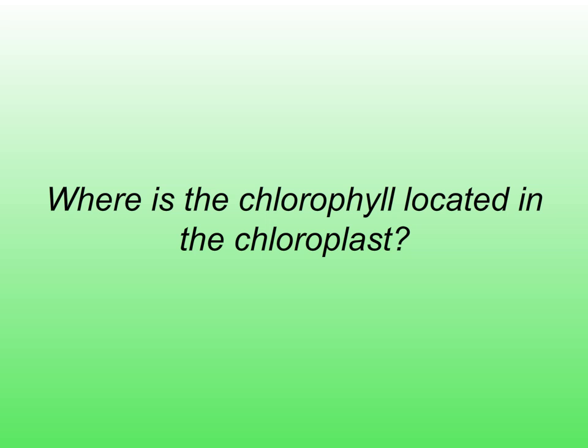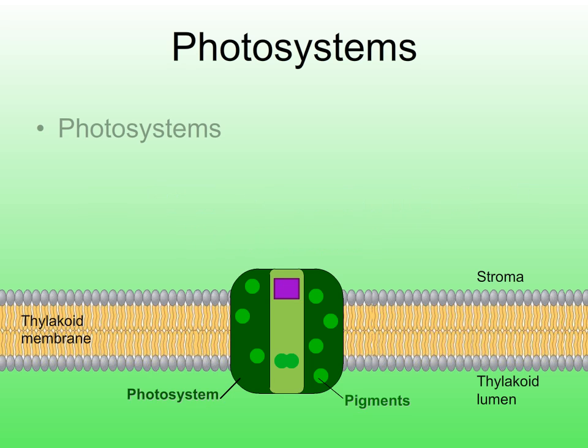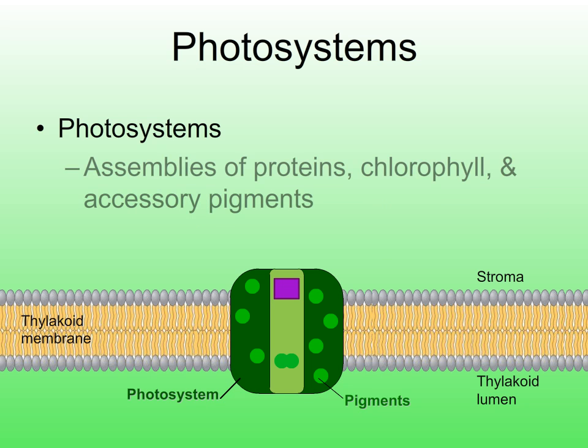Where were these pigments located? Ah, yes, the thylakoid membrane. But they won't be alone. We will find that chlorophyll forms the antenna complex that captures the photons. Chlorophyll, along with other pigments like carotenoids, are all wrapped up in proteins to form the photosystem, and the photosystem is embedded in the thylakoid membrane.